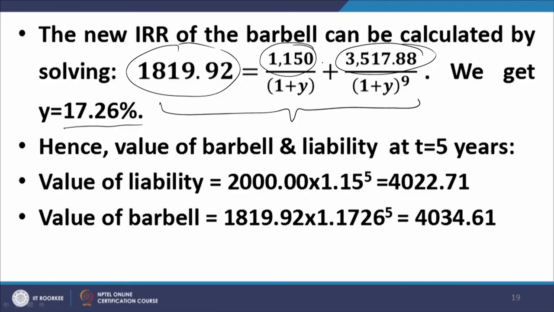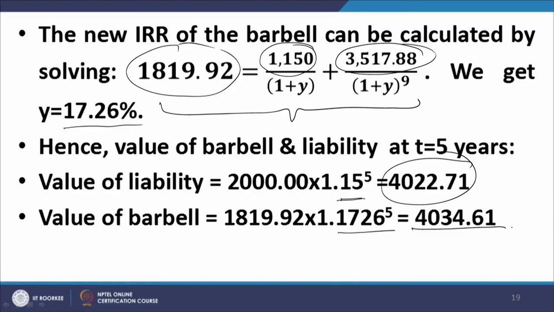Therefore, the value of the barbell and liability at t equal to 5 years will turn out to be: liability value is 4022.71. Please note the 15% is unchanged because of the data given in the problem, and in this case, we are using a growth rate of 17.26% since the portfolio value will grow at the portfolio IRR, and we end up with 4034.61.